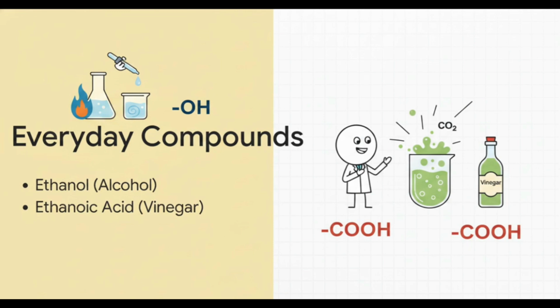Let's look at how this plays out with 2 heavy hitters you'll definitely see in the real world. First is ethanol. It's got that OH group, it burns super clean, mixes perfectly with water, and is an absolute powerhouse as an industrial solvent. Then there's ethanoic acid, which rocks the COOH group. A highly diluted 5 to 8% solution of this stuff, that is literally the household vinegar sitting in your kitchen right now. And here's a fun fact. If you mix it with baking soda, it reacts violently and releases a ton of CO2 bubbles.